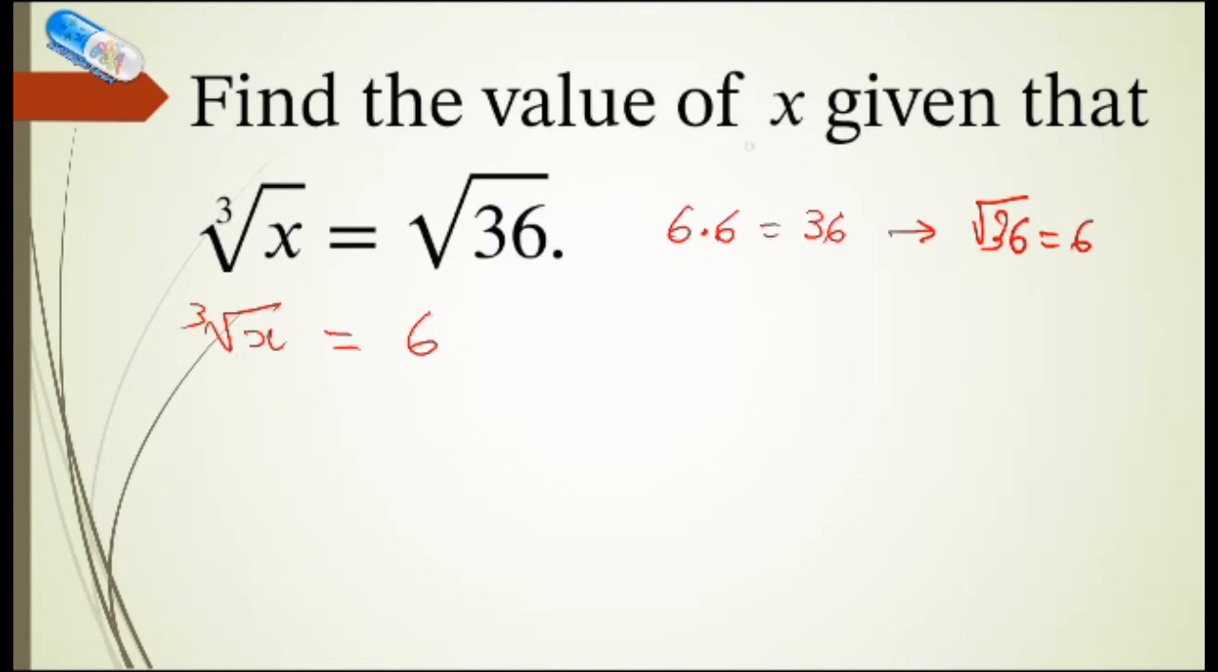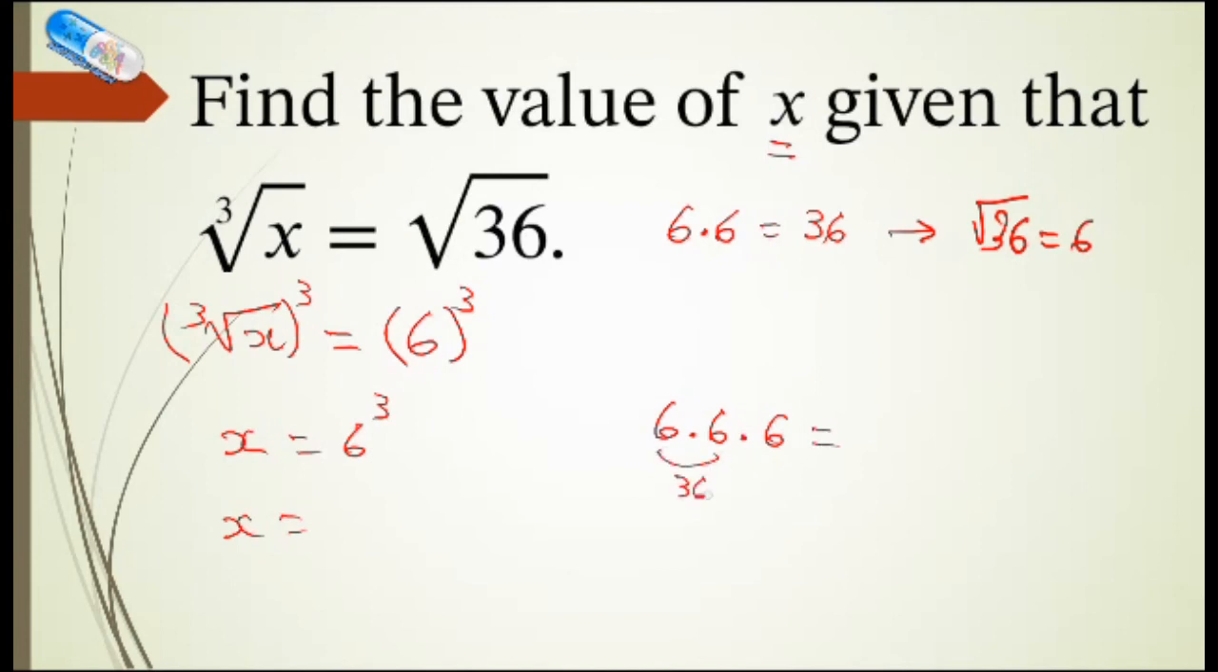Now I want to find the value of x. To find the value of x, I want to get rid of the cube root. This means that I will raise both sides to the power of 3. So this will be x here, and this will be 6 power 3. And 6 power 3 is 6 times 6 times 6, which is 36 times 6, and this equals 216.